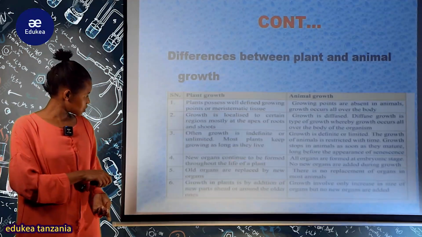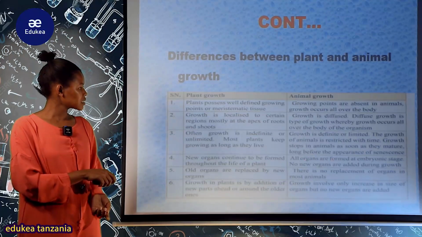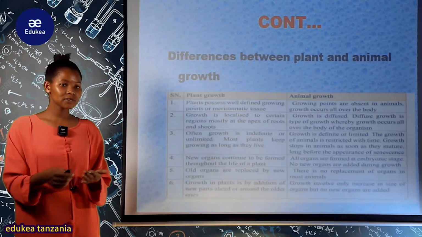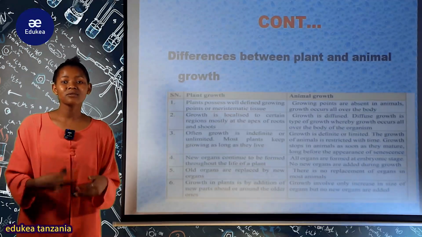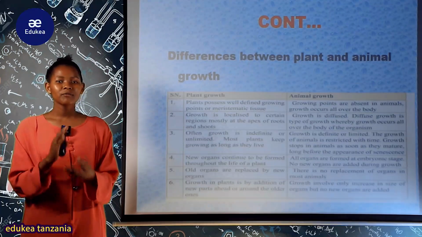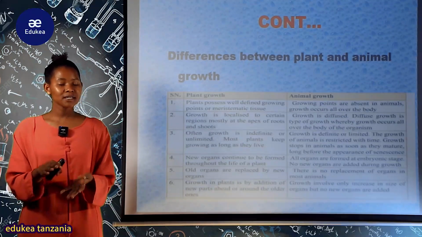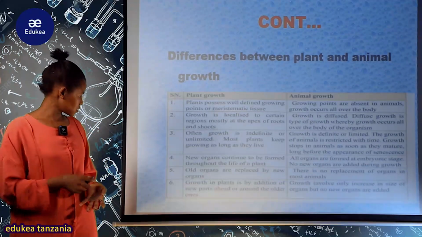New organs continue to be formed throughout the life of a plant, lakini all organs are formed at embryonic stage. My good student, this difference is very easy. Organs katika mmea zinazidi kukua siku hadi siku, lakini kwa binadamu at embryonic stage au mnyama mwingine, miguu, mikono, everything kinakuwa tayari, kidney, kila kitu, so kwamba vita appear tena during growth.